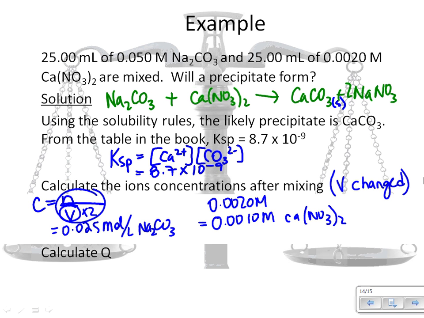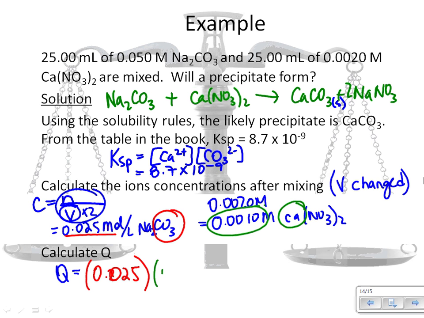So now we can calculate Q based on those initial concentrations. My initial concentration of my carbonate ion is over here. I'm going to do that in red, so that's this value here, 0.025. And my initial concentration of my calcium ions, I'll do that in green, times 0.001 molar.